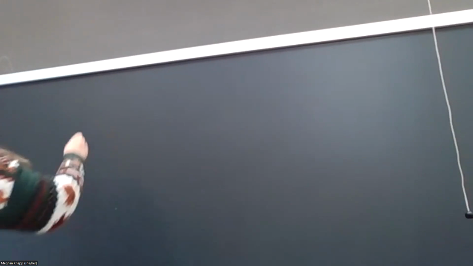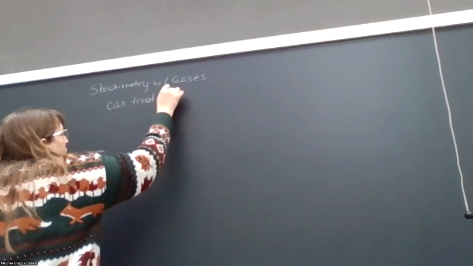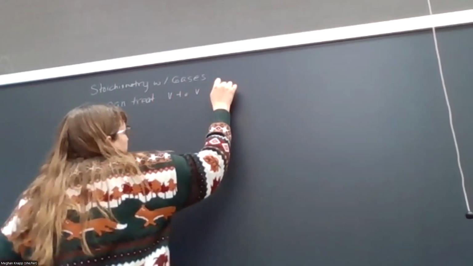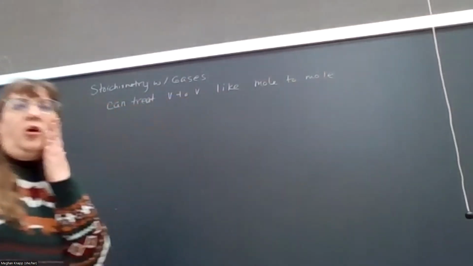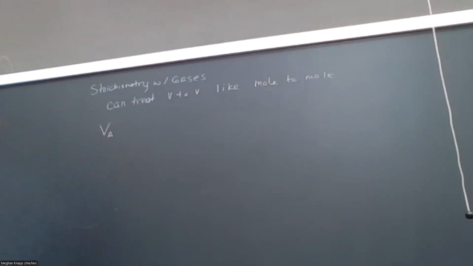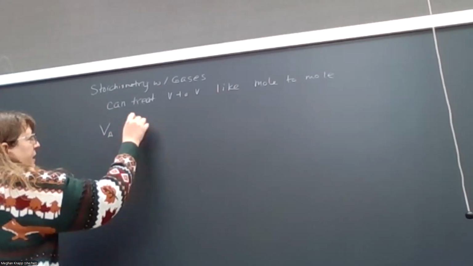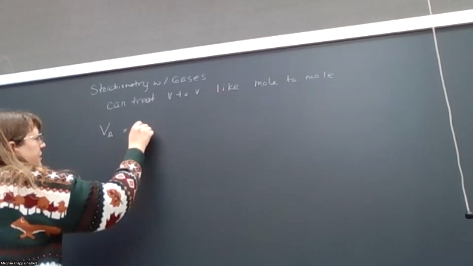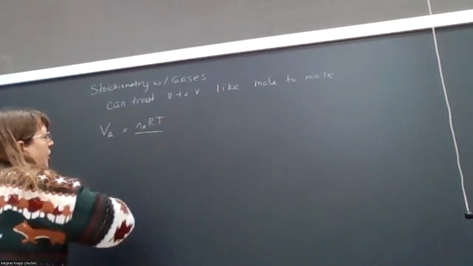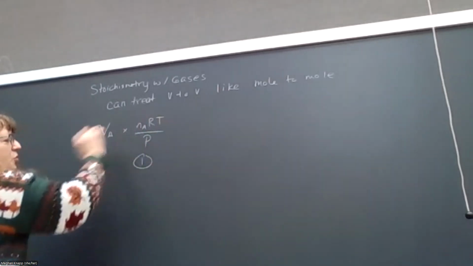Remember that when we are dealing with gases, we can treat volume to volume like mole to mole. So if we think about our 3 steps, if we're starting with the volume of A, in order to get to moles, we need to rearrange the ideal gas law. So we're going to multiply that by nRT over P. And that's going to be our step 1. That's going to get us to the moles.